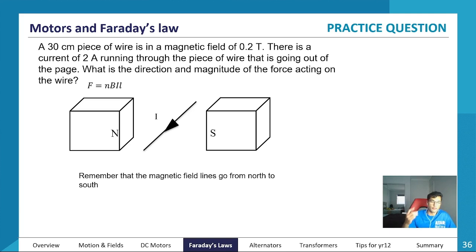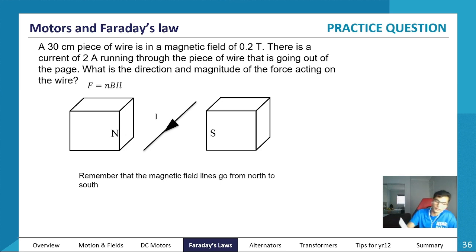So from those two things, from the formula and from the right-hand slap rule, we can find two things. We can find the direction of the force, and we can find how much force. If we were to do this question real quick, we know that there's a 30 centimeter piece of wire. So I'll just scratch that out and write 0.3 meters. And it's a magnetic field of 0.2 Tesla, which is our B. And there's a current of 2 amps.